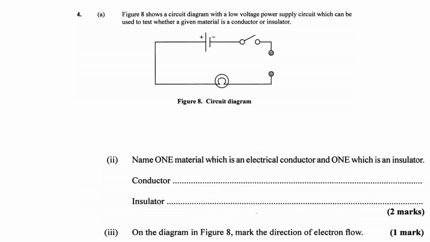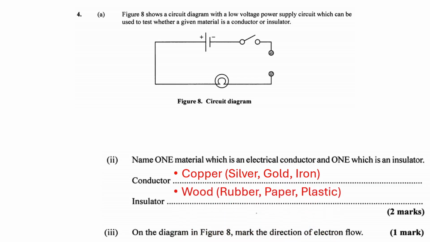Part 2. Name one material which is an electrical conductor and one which is an insulator. So for the conductor, you could use any of the following. You could say copper, silver, gold, iron. For insulators, you could use any of the following. You could say wood, rubber, paper, plastic.